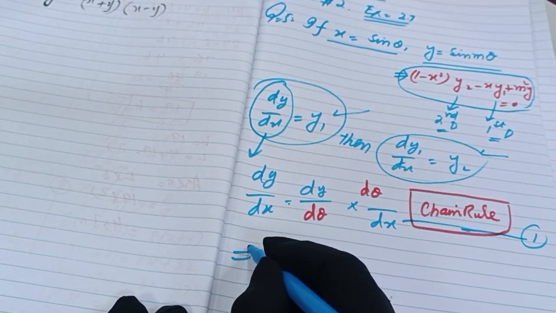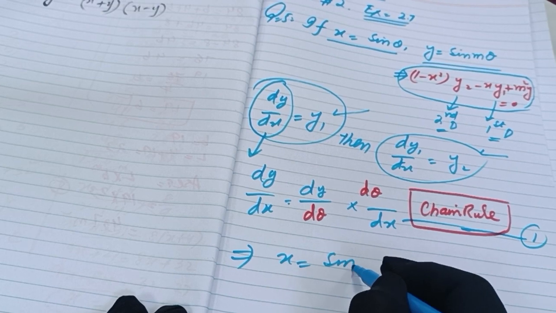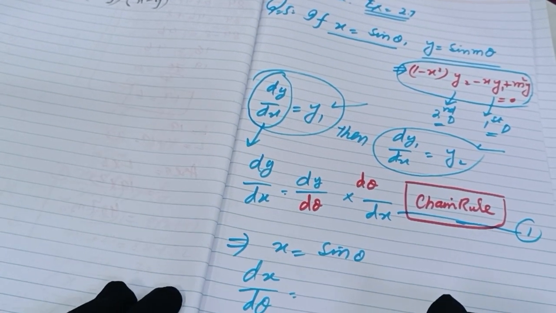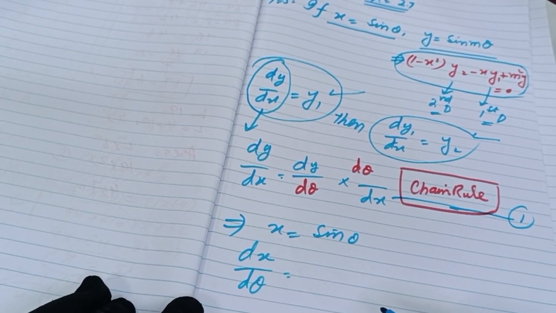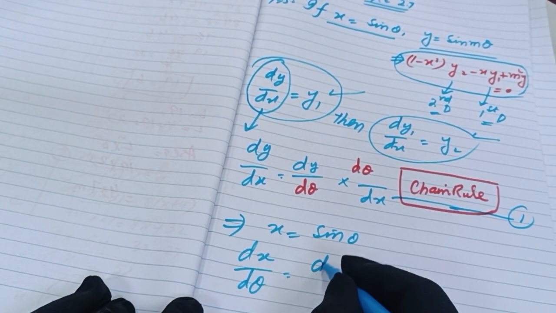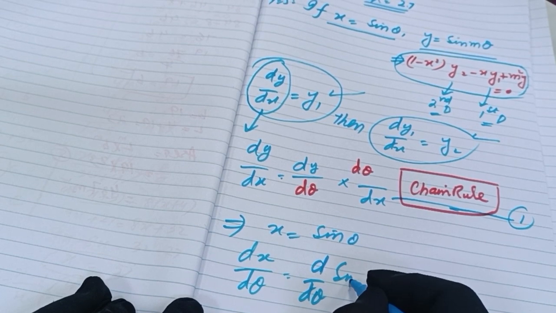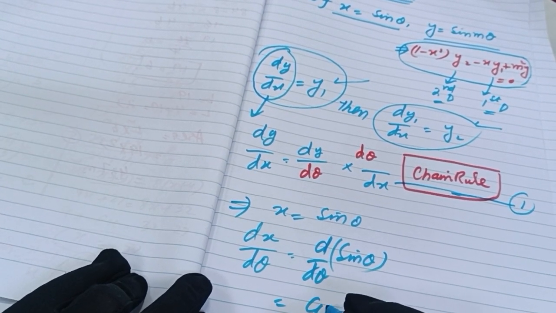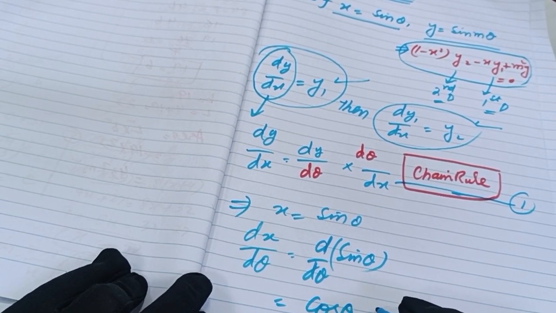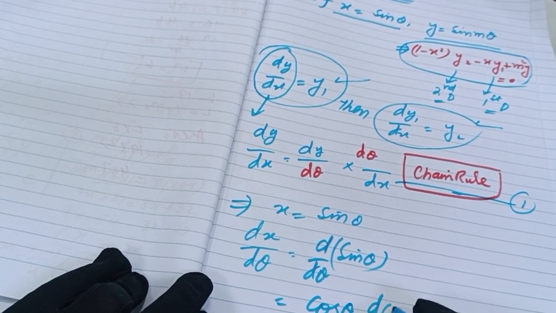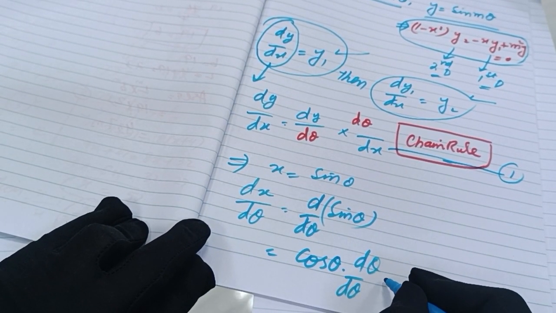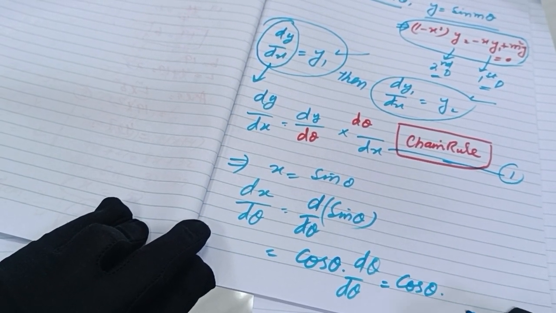Now take the question. x is equal to sine of theta, so you can take dx by d theta, the differentiation with respect to theta: d by d theta of sine of theta. What is the derivative of sine? Cos of the same angle, then the angle derivative. As d theta by d theta is considered as 1, it is equal to cos of theta. You can name this as equation number 2.